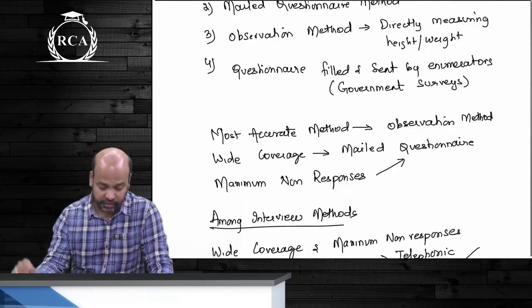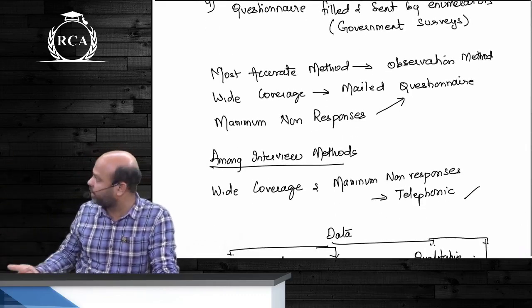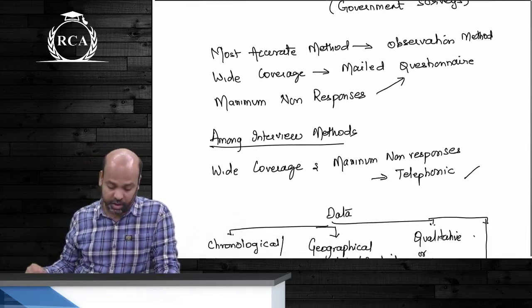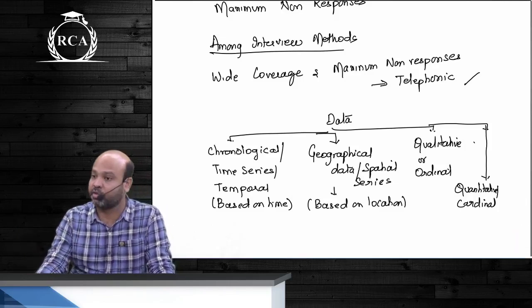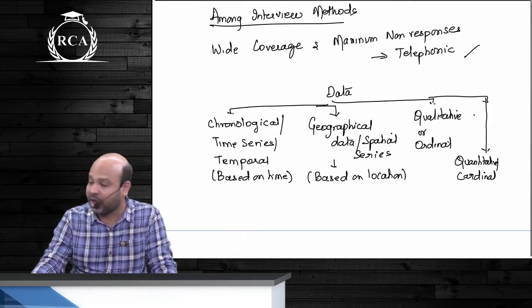Are we clear? So as far as comparison is concerned, most accurate will be observation method, wide coverage is mailed questionnaire, maximum non-responses is also mailed questionnaire. Under interview method, I already said, wide coverage and maximum non-responses would be under telephonic interview method, with or without yawning. After that we moved on to organization and presentation of data.